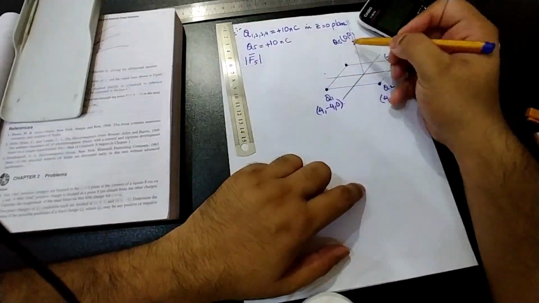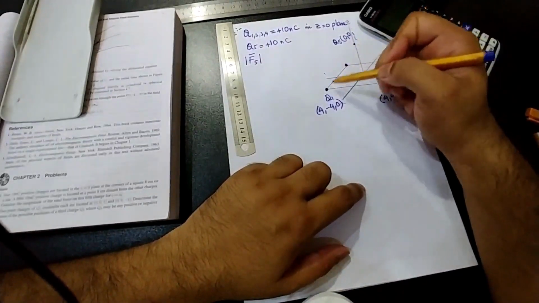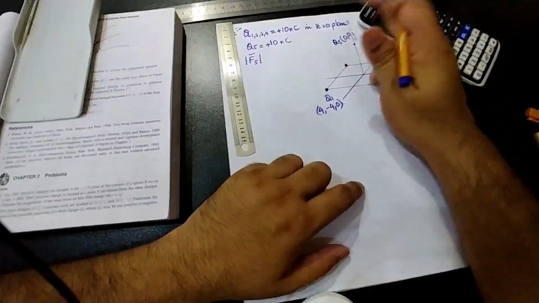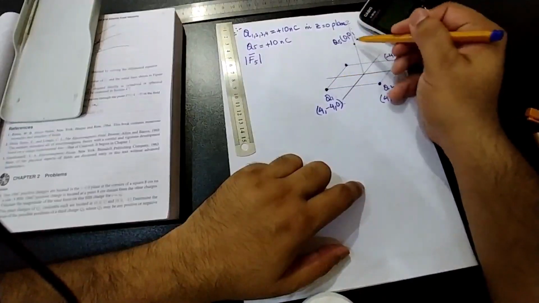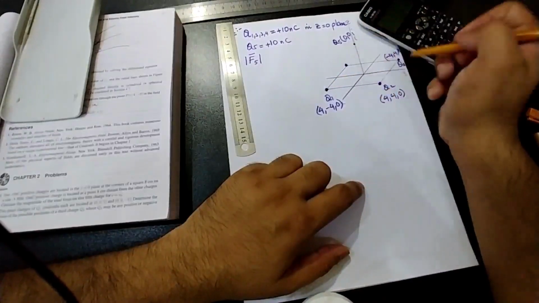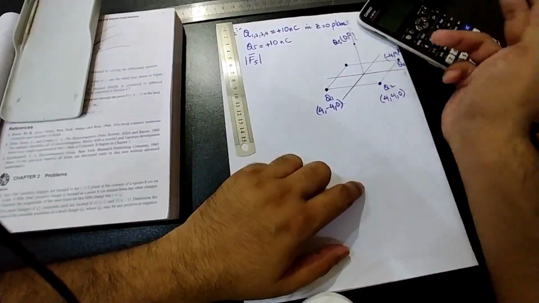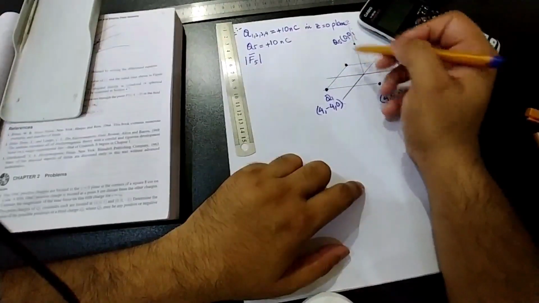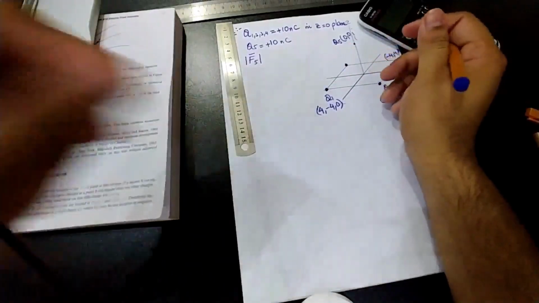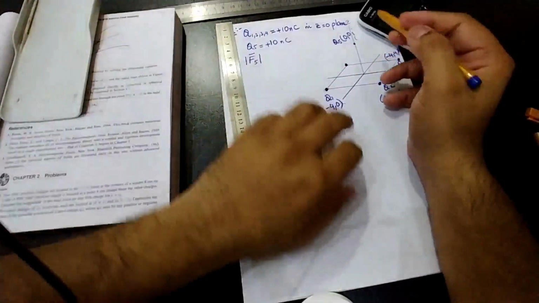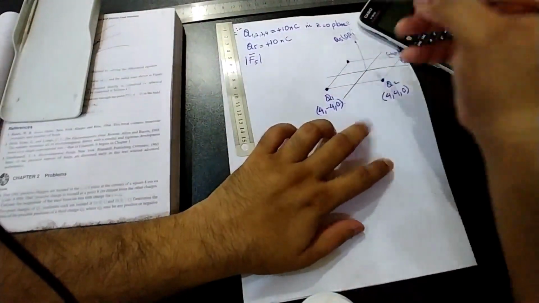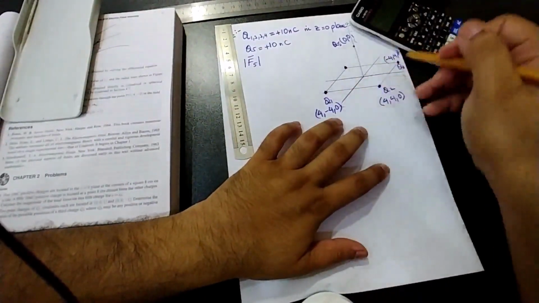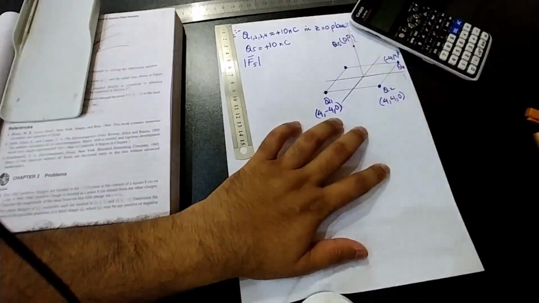Because I know the distance between these 2 points, that would be 8 centimeters. It is given, and the distance between these 2 points and between these 2 points are all 8 centimeters. If I use this 8 centimeters for each, I'll get the force due to each of the point charges Q1, Q2, Q3, and Q4.